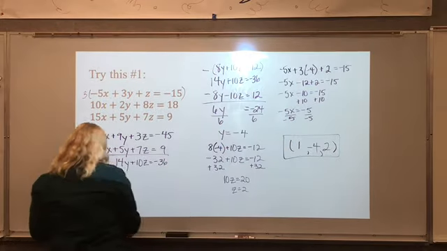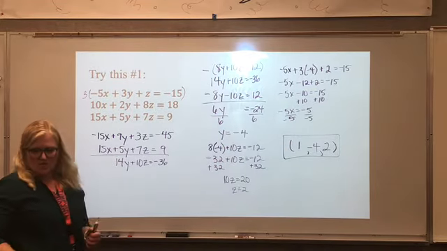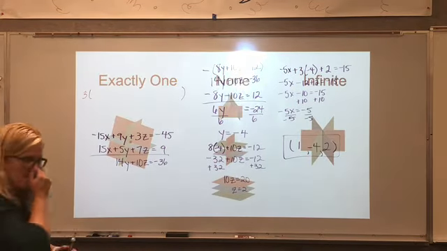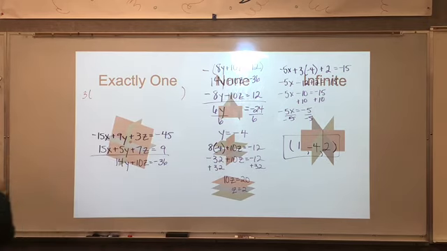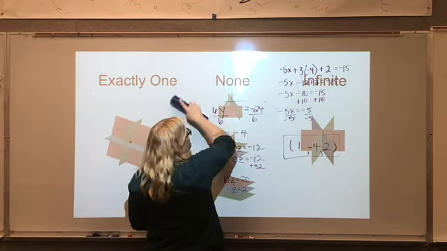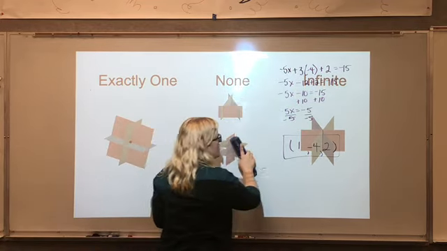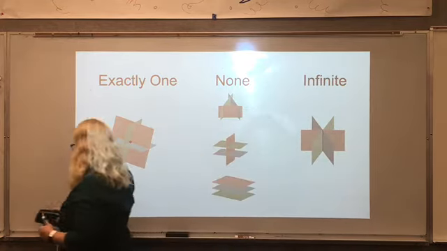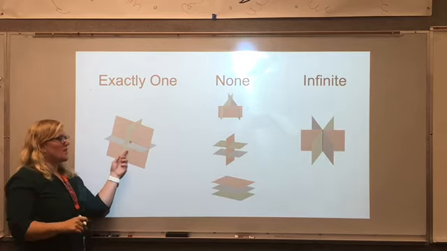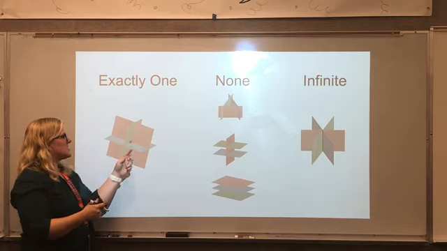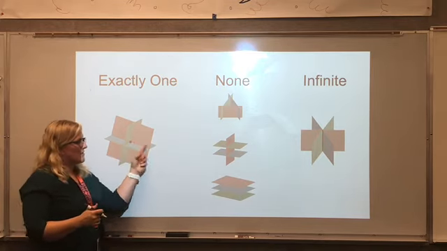Okay, so let's go on to another part. Hopefully you remember from the last lesson in part A that there are 3 different types of solutions that we can get to these systems. One is that we get 1, right? We have exactly 1 solution. It's crossing in exactly 1 place.